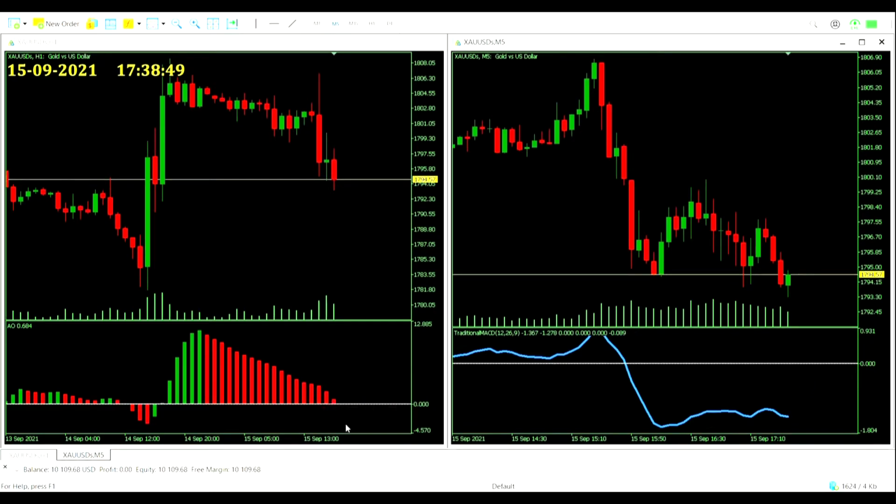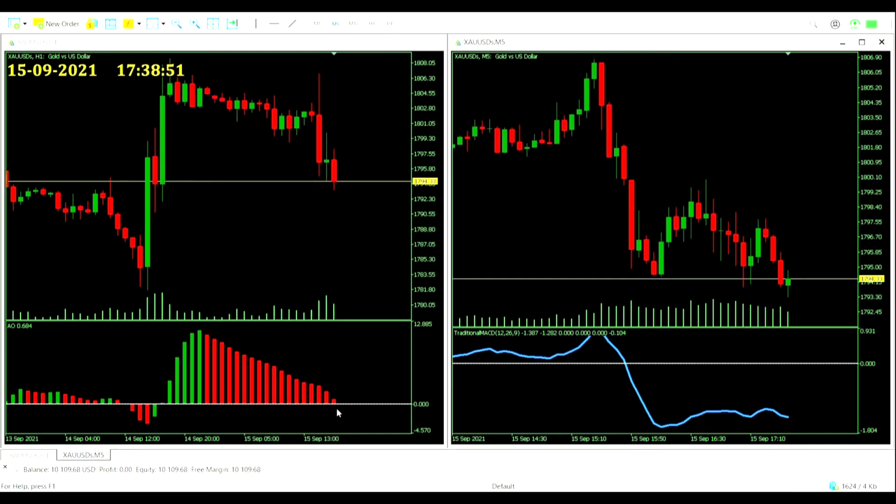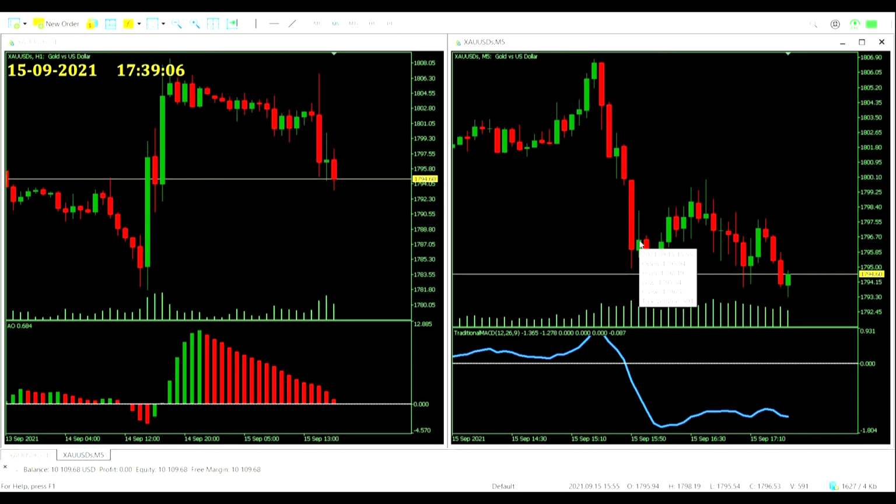It does look as though the Awesome Oscillator hourly chart is going to cross over that zero line in 20 minutes at 6 o'clock now. So on that basis, it will likely take us a very long time to get into a trade. We are going to call that the end of the session.